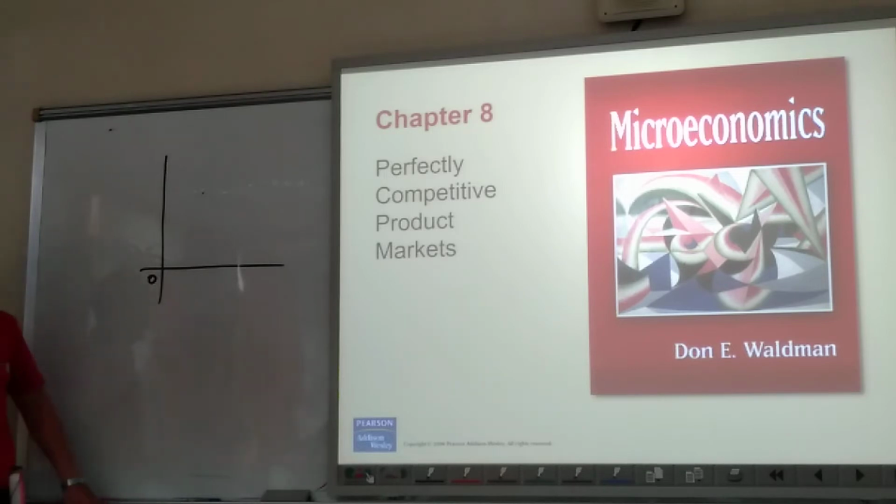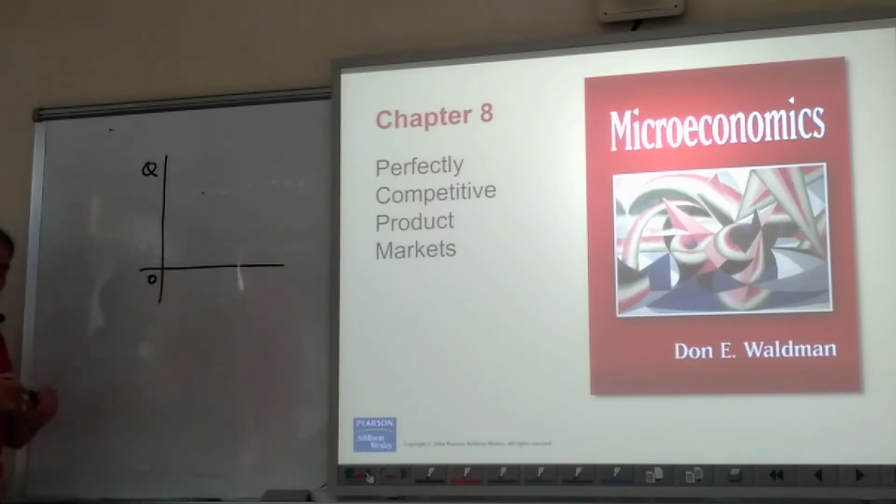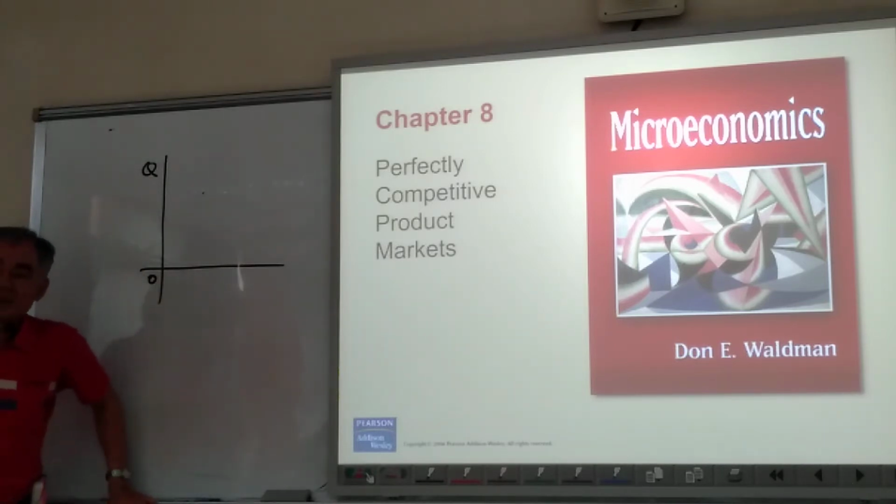So, Gao Jiayan, what should be here? Production. Are you sure? Quantity. Is that right? Quantity should be here. Right? So what should be here? Price? We are not talking about supply and demand.